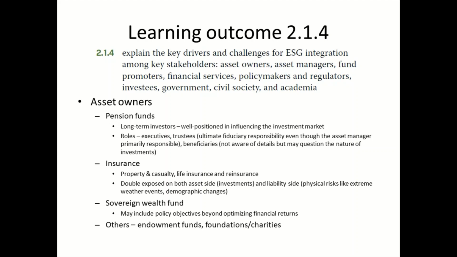Right, learning outcome number 4 is kind of similar to the previous one, but it says that we also need to explain the challenges among key stakeholders. So let's begin with asset owners.